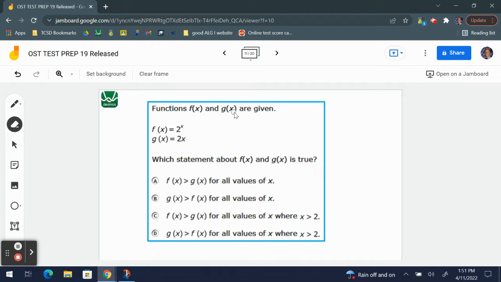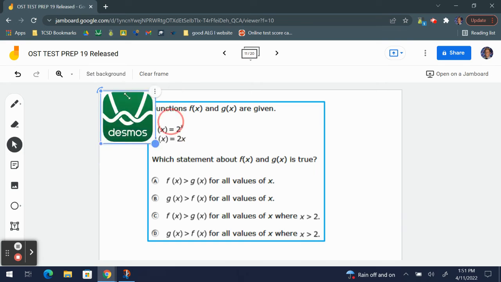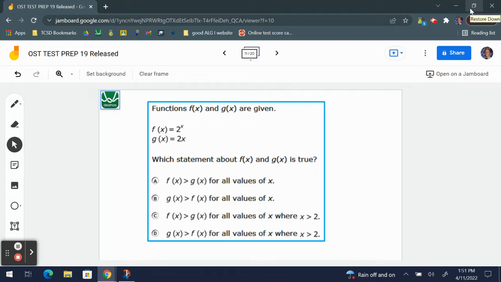Functions f of x and g of x are given. f of x equals 2 to the x power, and g of x equals 2 times x. So, again, these are equations, and you know what's coming. Our best friend, Desmos, is coming back to help us out for this problem. When you have equations, even if you think you know the answer, type it in Desmos, get yourself a picture, and make sure you are solidifying the answer you thought it was.